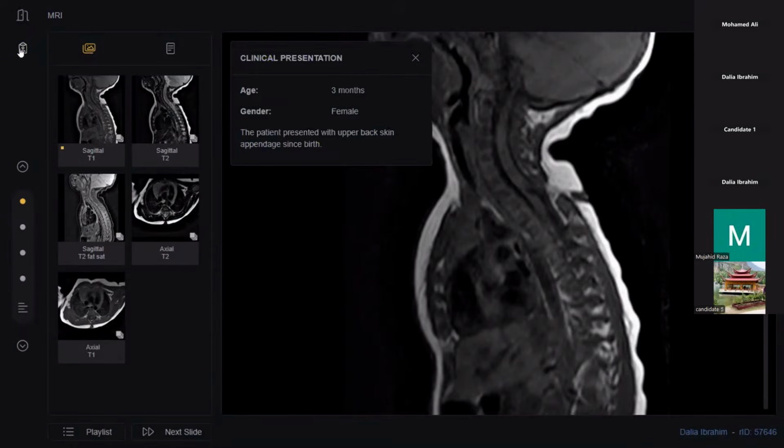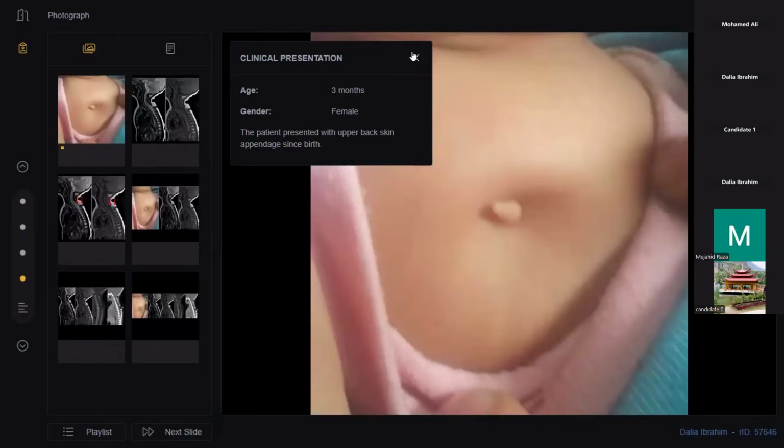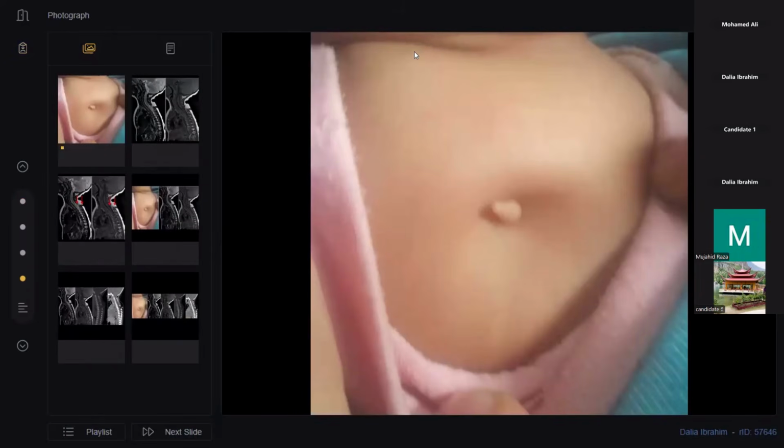Let's see, this is a 3 months old female. She came complaining of a skin appendage since birth. This is the skin tag. She presented with this, and her clinician sent her for MRI. This is a skin tag, but this is not a skin opening. I am focusing on the opening and any other skin abnormality, because we will describe this later.